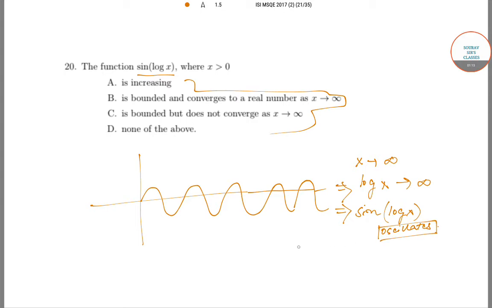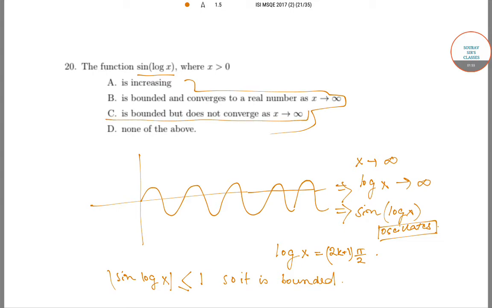This is true because once again we can just have x for which log of x is equal to some (2k+1)π/2 for more and more bigger k. Hence sine of log x oscillates. However, sine of log of x is less than or equal to 1, so it is bounded. Now we have a function which is bounded as x goes to infinity and it does not converge, so C is the correct option.